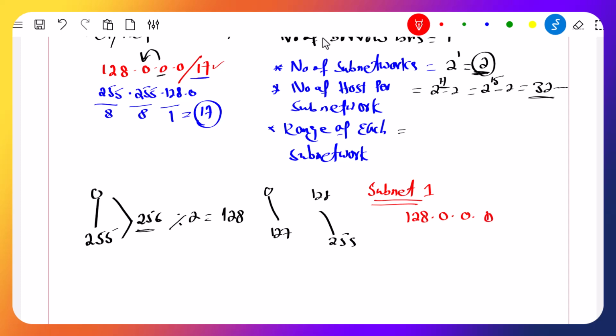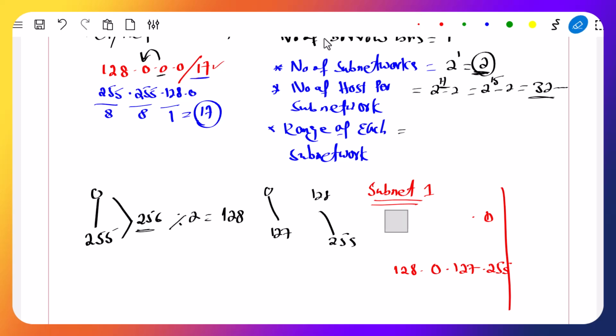128.0.0.0, the very first address. The very last address, 128.0.127.255. Okay, the very last address. Subnet 2. Okay, let me make some space here.